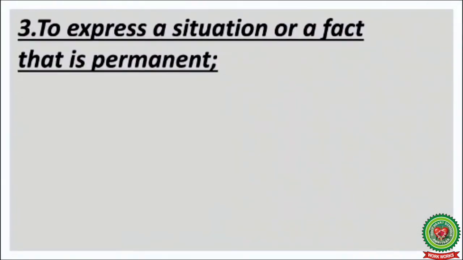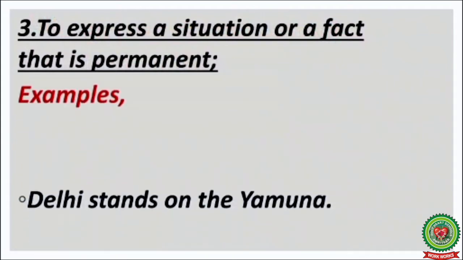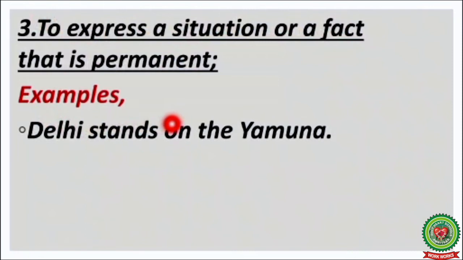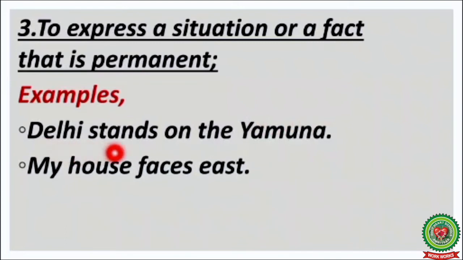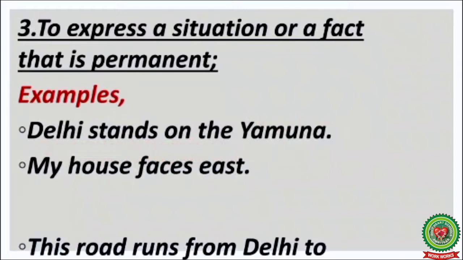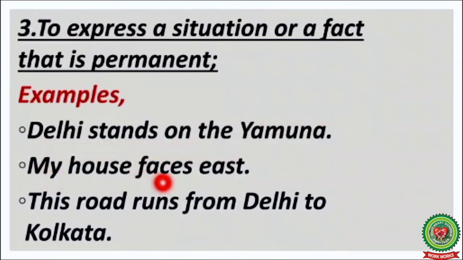The third point is to express a situation or a fact that is permanent. The examples are Delhi stands on the Yamuna. It remains the same. My house faces east. It is also a permanent situation. This road runs from Delhi to Kolkata.